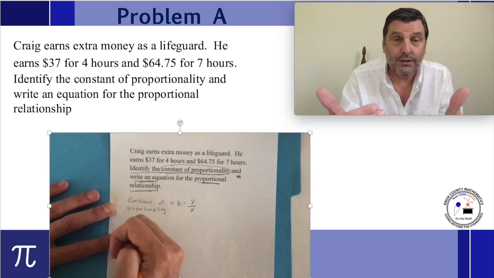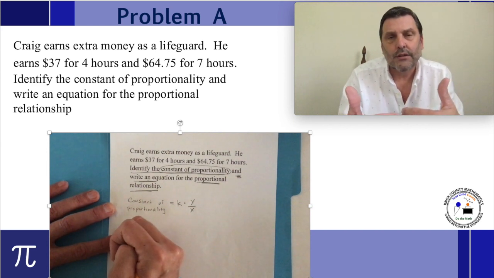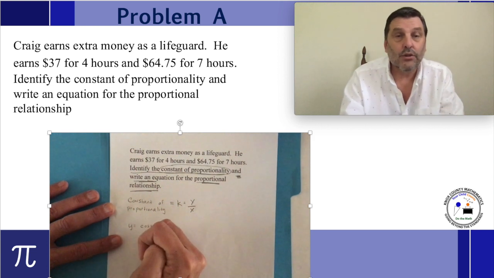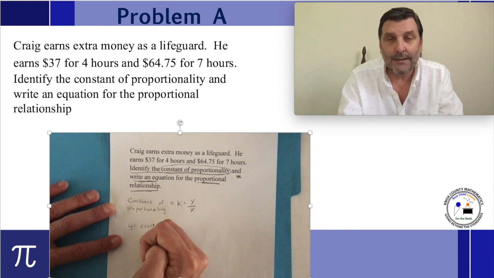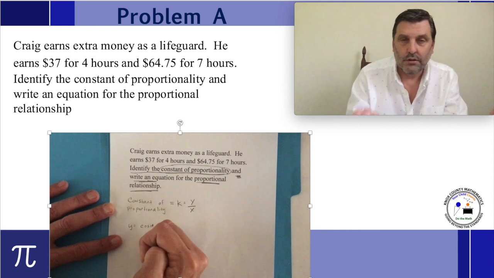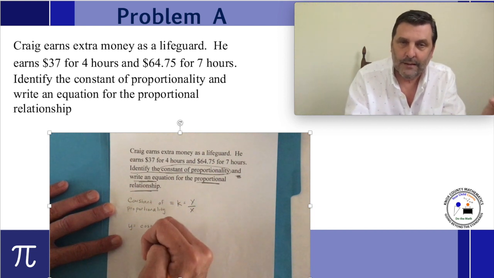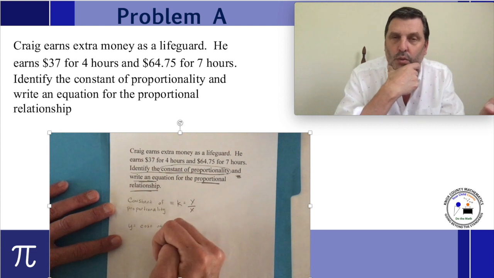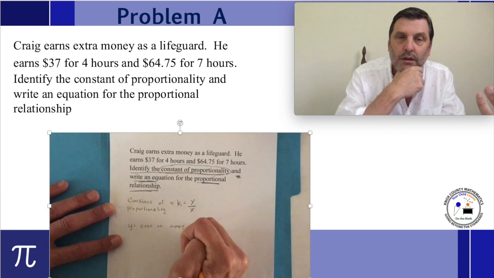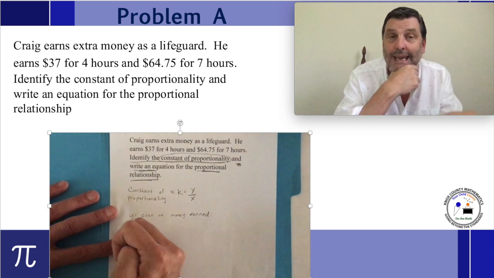Now, which is the y, which is the x? More times than not, time is usually your x. The x is your independent variable and your y is your dependent. So if I think about this, the amount I earn depends on how many hours I work. It depends on it. So my y value is my dependent, or the amount that I'm earning, the cost or money earned. And my x is my hours.